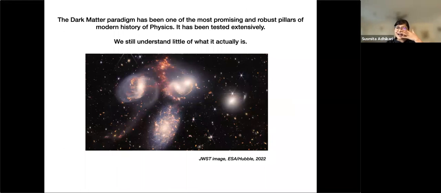And finally, I think I'll end by saying that the dark matter paradigm has been one of the most promising and robust pillars in modern history, and it has been tested extensively, and it has, in a sense, stood the test of time. We still understand little of what it actually is. And the hope is that in the future, we will have the data and the theoretical understanding and the simulation, and bringing all of our minds together, we'll be able to solve this problem of dark matter and understand what our universe is made of. Okay, so I'll end there.